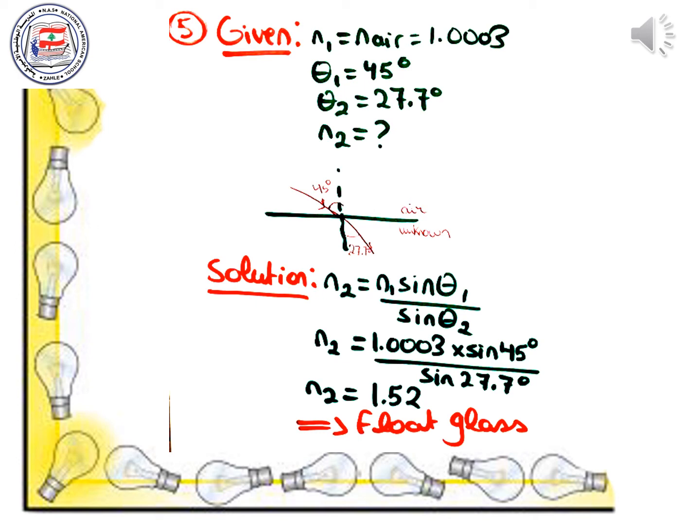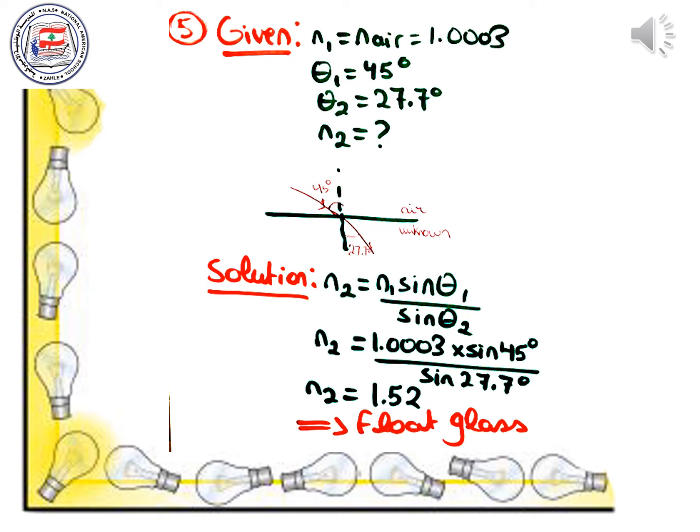We put the values. N1 is air because in the problem they said light travels from air into the other medium. And angle 1 is the angle of incidence, 45 degrees. Angle 2 is the angle of refraction, 27.7 degrees. After calculation, we find that N2 is equal to 1.52.